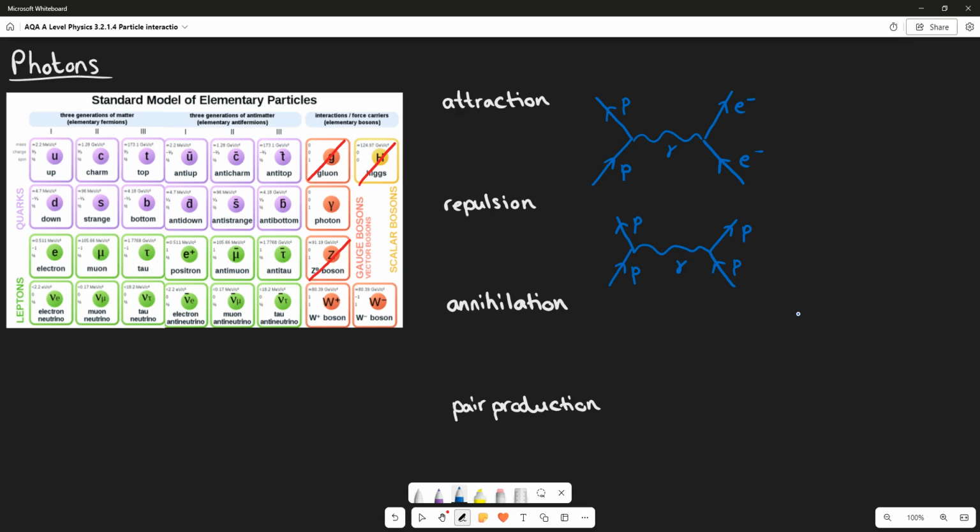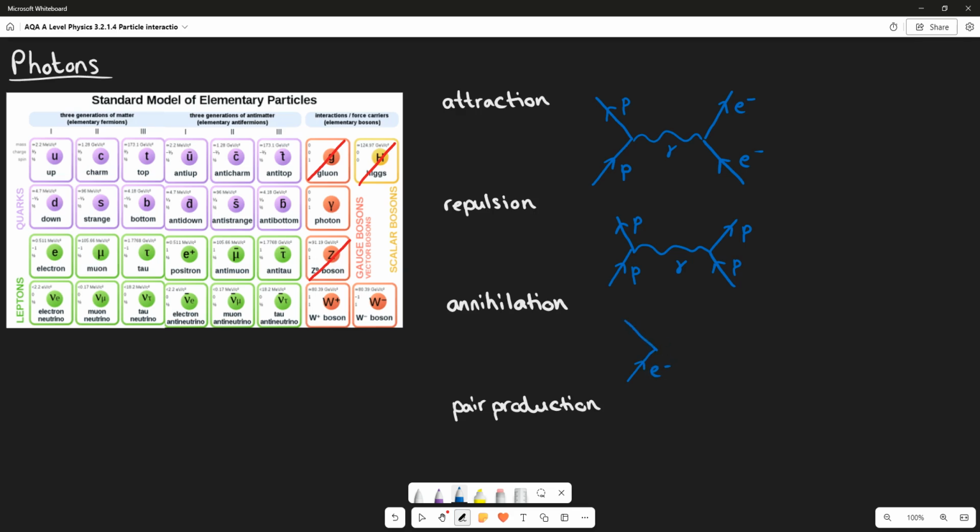Annihilation, that's when a particle and its antiparticle come together and cancel each other out, and they disappear, and we just get the pure energy from their masses. So let's do that with a couple of particles. Let's choose the electron and the positron.